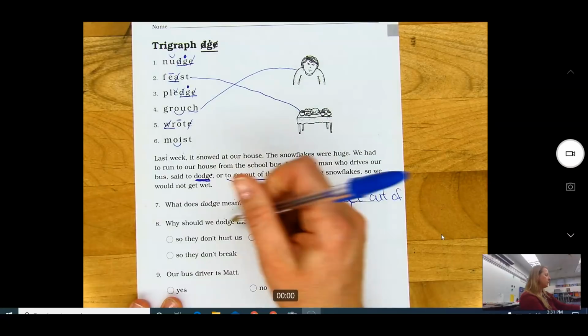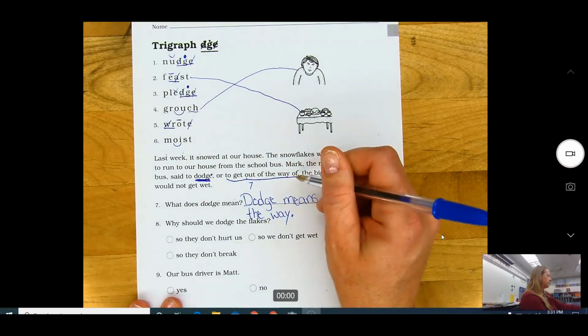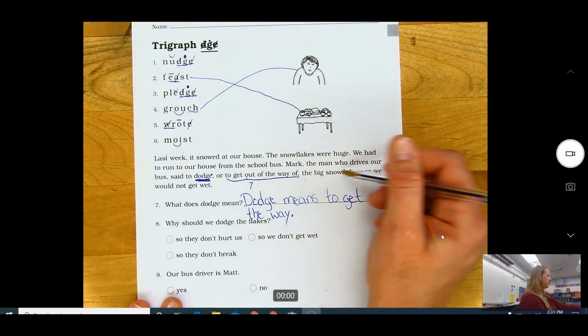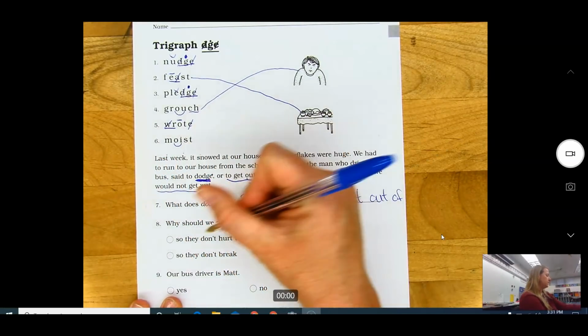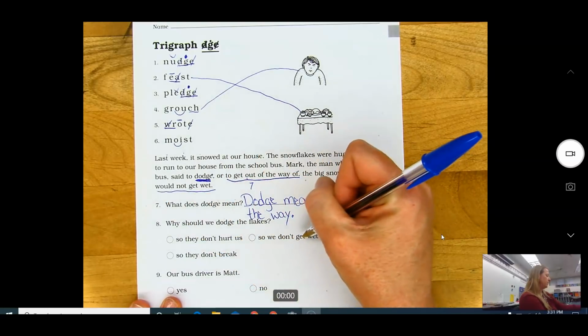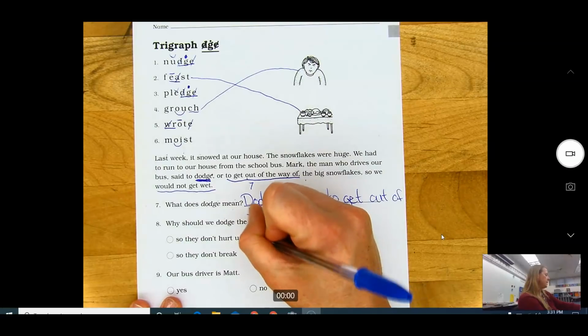Okay, why should we dodge the flakes? So why? And it says, or to get out of the way of the big snowflakes, so we would not get wet. So they don't hurt us, so they don't get wet. So we don't get wet.